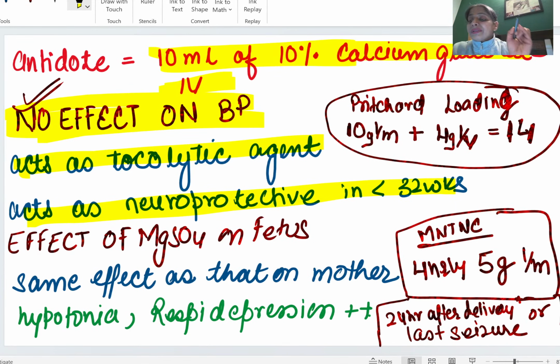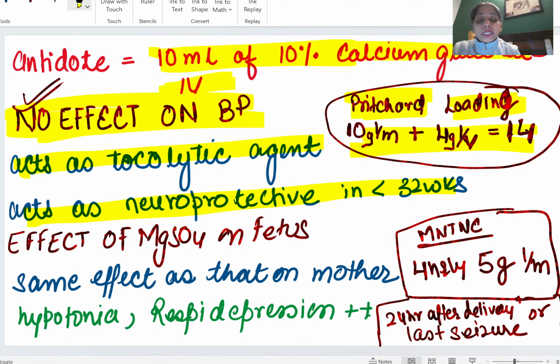What is the regimen which we give? The Pritchard regimen. In this, 10 gram is given IM and 4 gram is given IV. The loading dose of the Pritchard regimen is 14 gram: 10 gram IM and 4 gram IV. Thereafter the maintenance dose is given every 4 hourly, 5 gram.